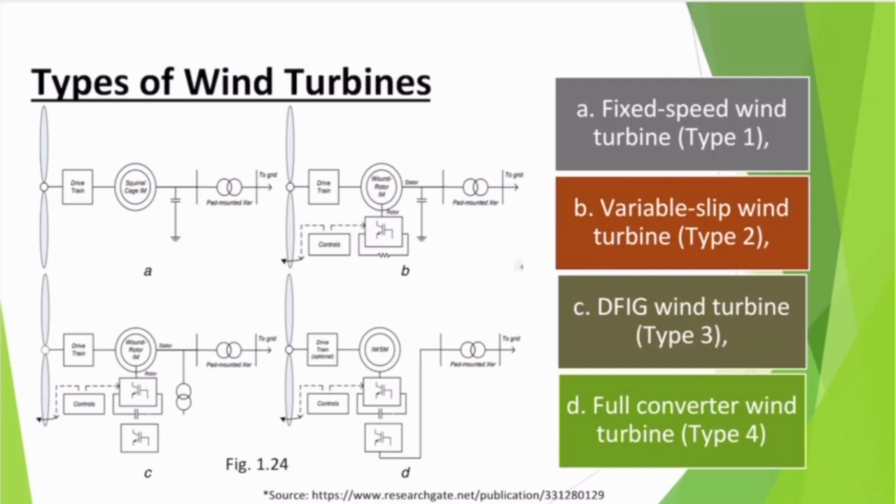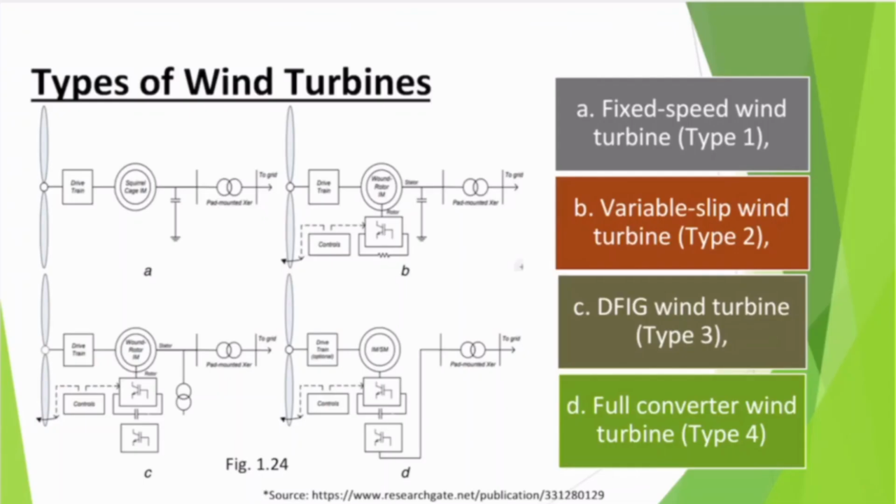And the third one is very, very popular and commercially utilized across the world, and that is DFIG, the doubly fed induction generator wind turbine, which is type 3. And then the fourth one is full converter wind turbine, which is type 4. So depending upon the technology, any kind of configuration is acceptable, but most popularly today type 3 is very commonly used, but other technologies are still in the market.